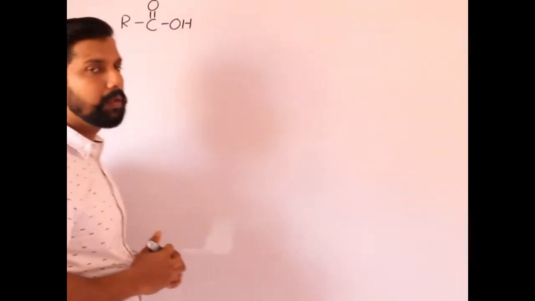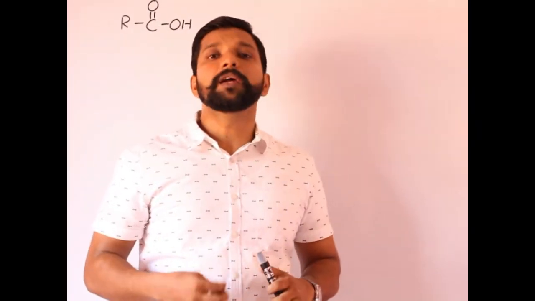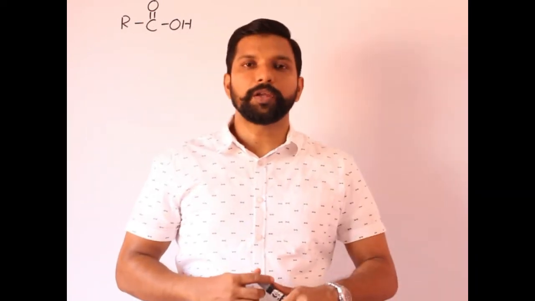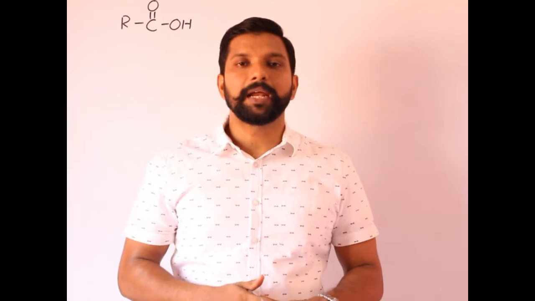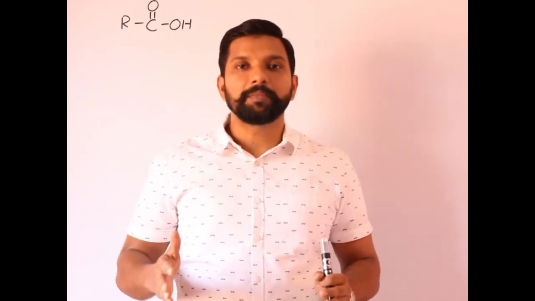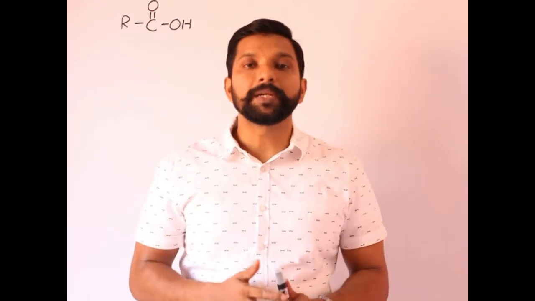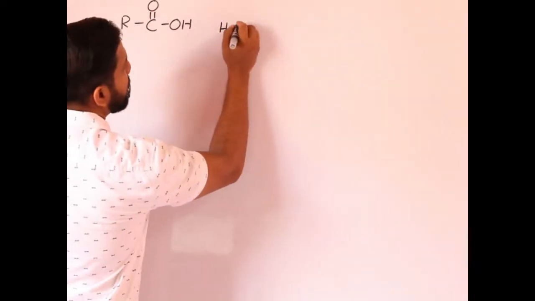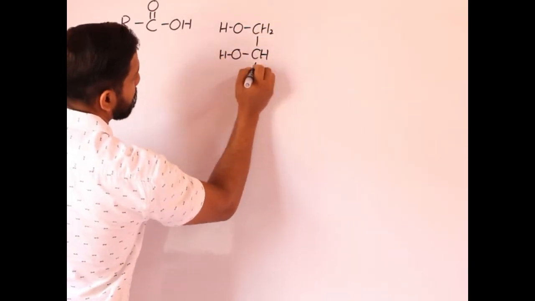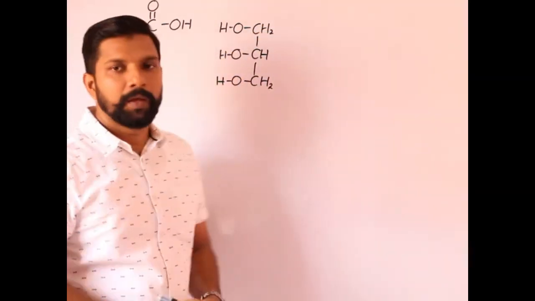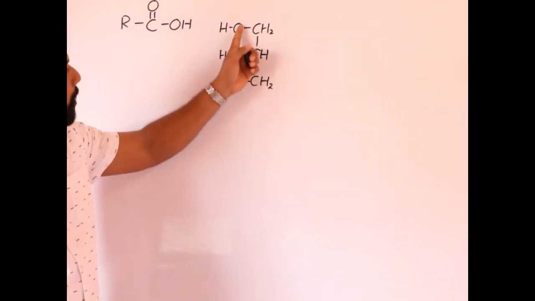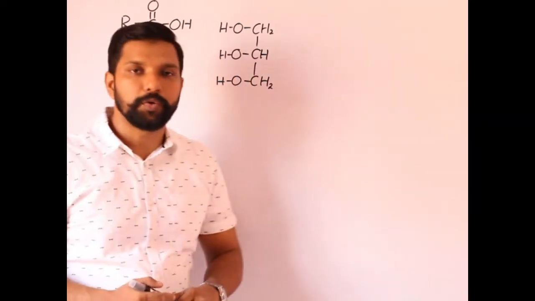What is a glycerol molecule? It is an alcohol molecule with 3 carbon atoms, and the special thing is each carbon atom has one OH group attached. Here is the glycerol molecule. You can see there are 3 carbon atoms and each carbon atom has one hydroxyl group attached.